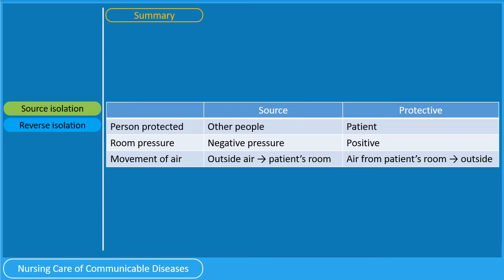This table summarizes the salient features of both source and protective isolation. In source isolation, the room pressure is negative, therefore the movement of air would be outside air going to the patient's room, and thus we are protecting other people from contracting the patient's infection. In protective or reverse isolation, the room pressure is positive, and thus the movement of air is air from the patient's room going to the outside, and thus the person being protected here is the patient himself or herself. Pause this video, gather your thoughts, and when you are ready, let us have a practice test.